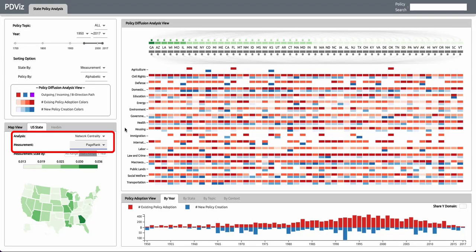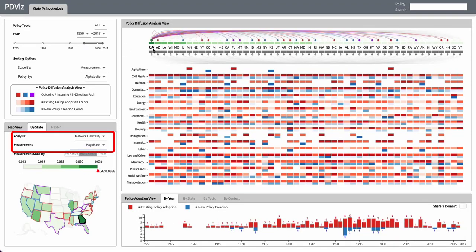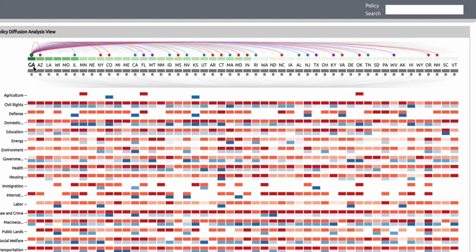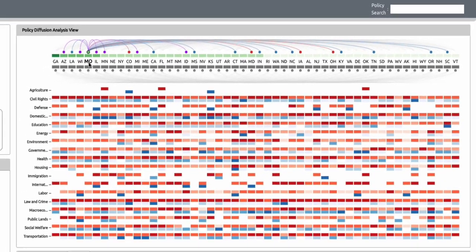PageRank informs about the state's importance or popularity in the policy diffusion network. Georgia is ranked as the most important state, followed by Arizona, Louisiana, Wisconsin, and Missouri.